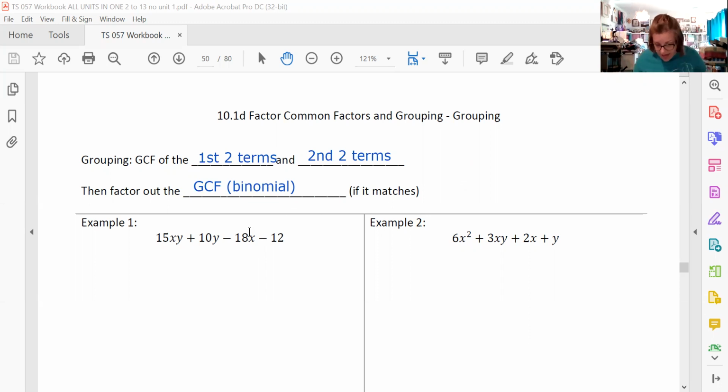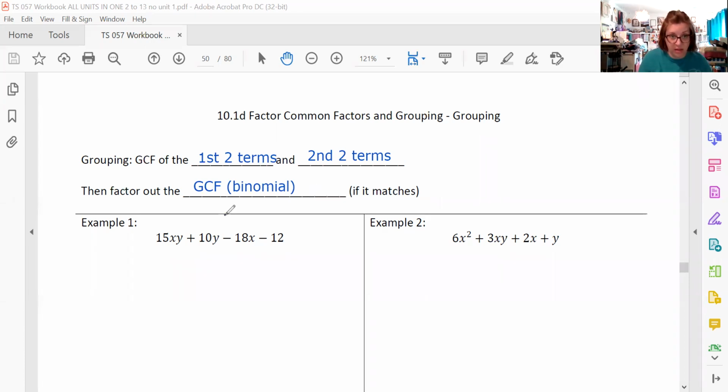Okay, so I have right here this 4-term polynomial: 15xy plus 10y minus 18x minus 12. And if you look at this, 2 goes into these, but not this one. These two have an x, and these two have a y, but not everything has an x and not everything has a y. So there's not one thing that I can factor out of all of them. So what I'm going to do is break them up.